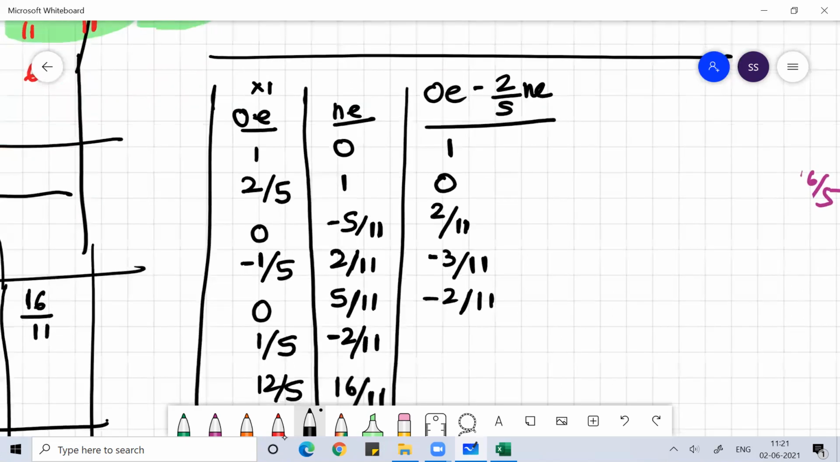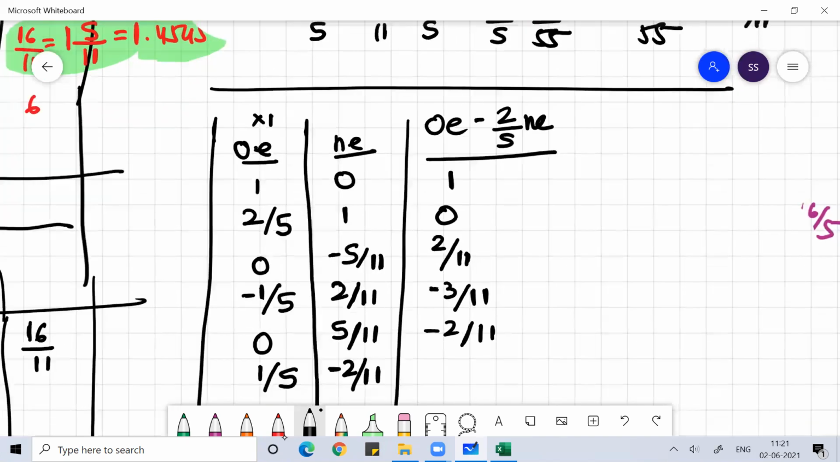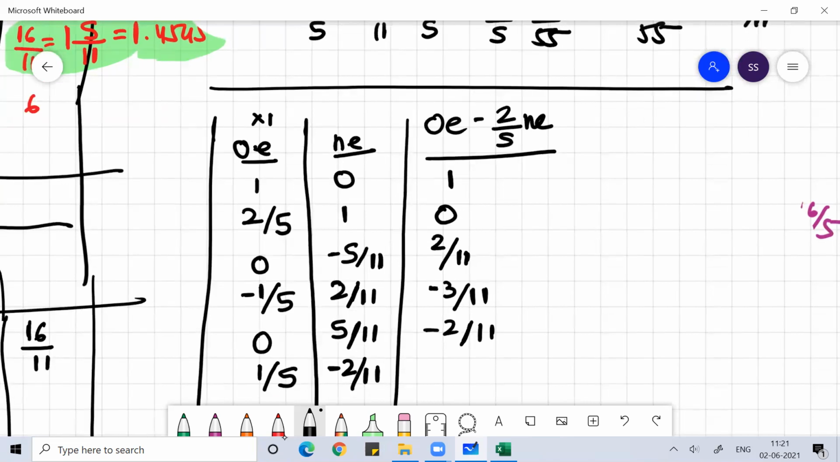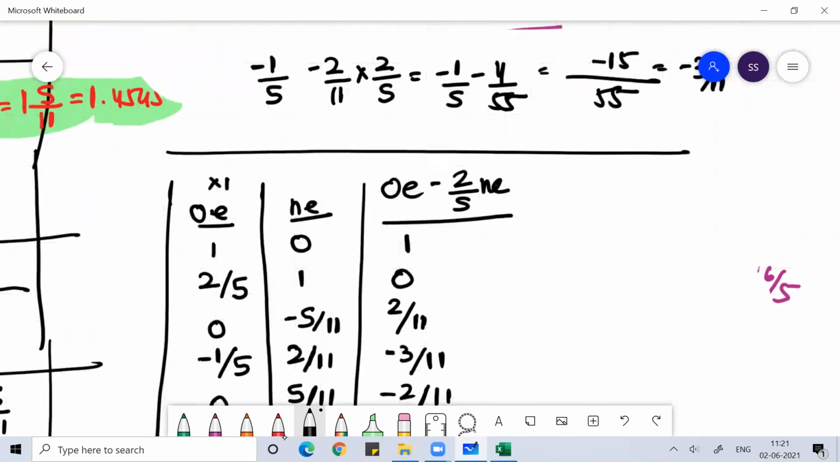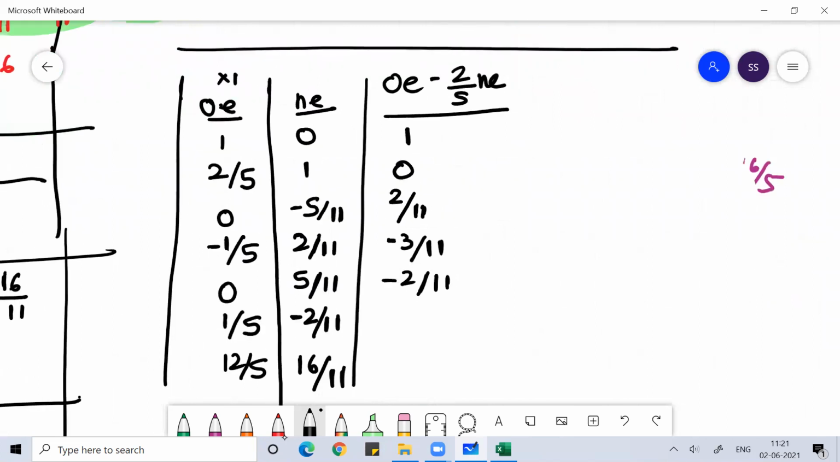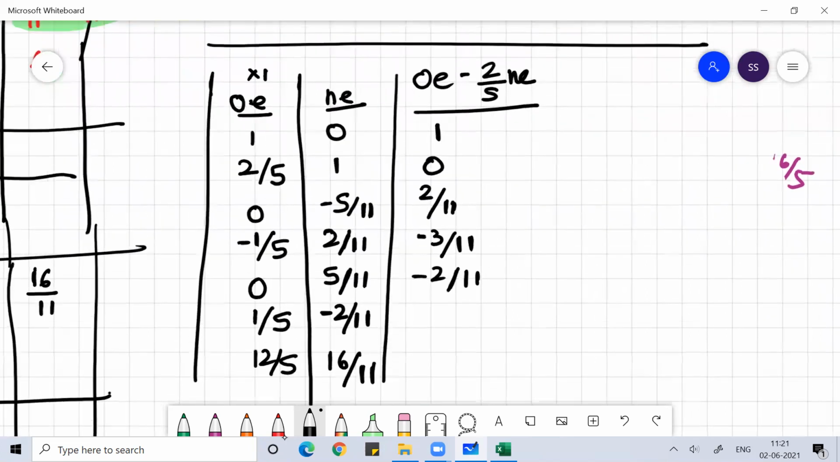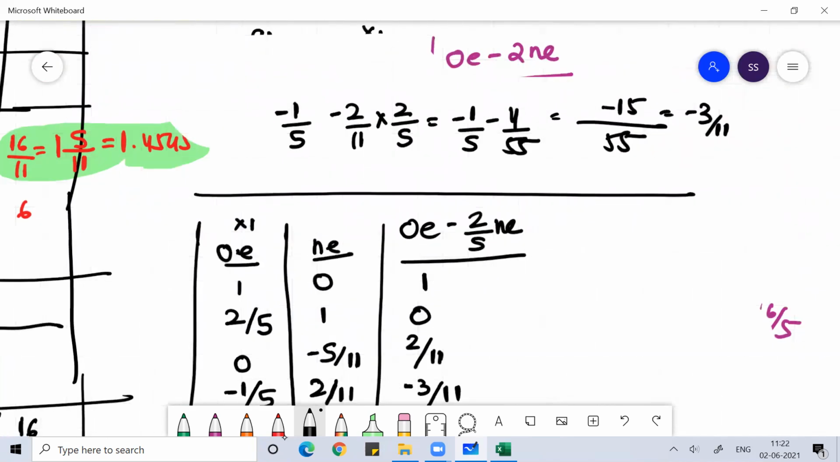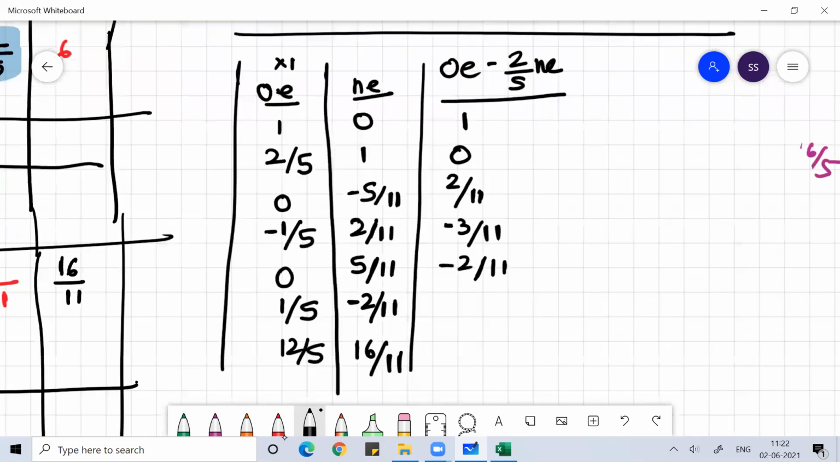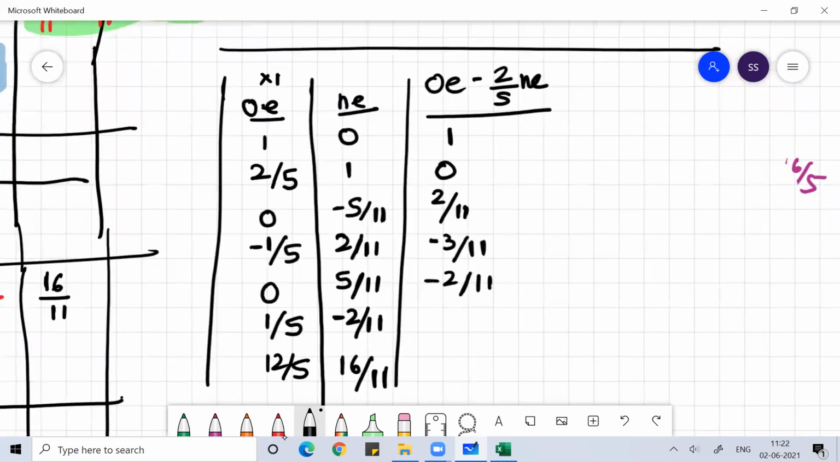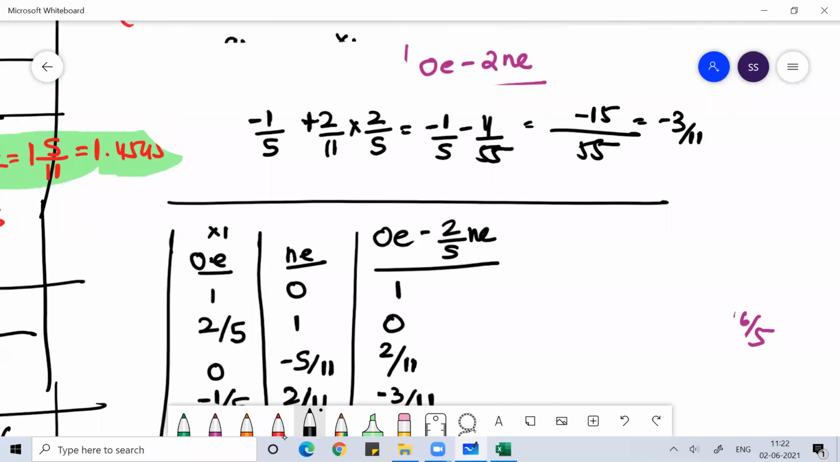Then the next one is 1 by 5 and 1 by 5. 1 by 5 minus 1 by 5. And then you have the minus sign, so minus sign becomes plus. So this is minus 1 by 5. This is 1 by 5, not minus. So remove it. Then this is 1 by 5. Then this is 4 by 11.